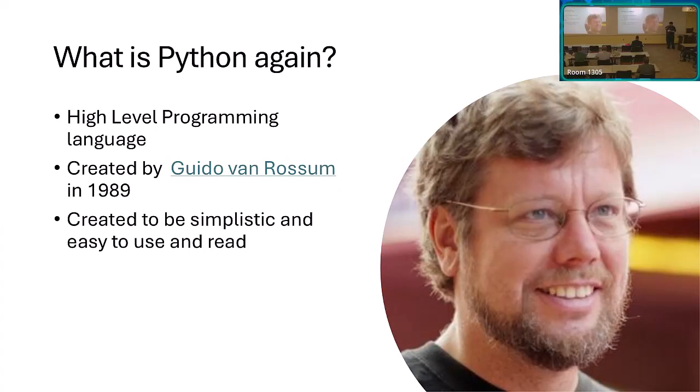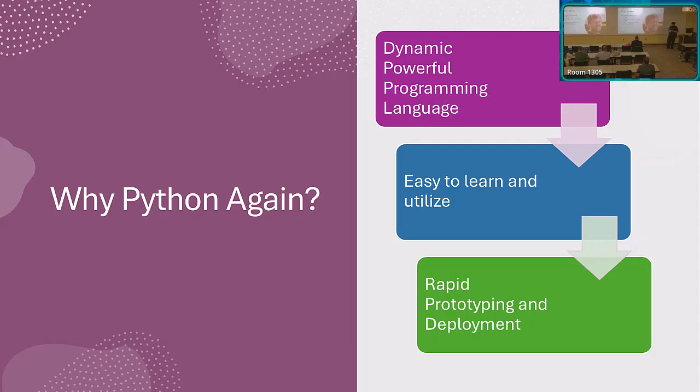So what is Python? Python is a high-level programming language created by this guy, whose name I can't pronounce, in 1989. It was created to be simplistic and easy to use. So it's been around for a long time, over 30 years. We're getting close to 30 years.